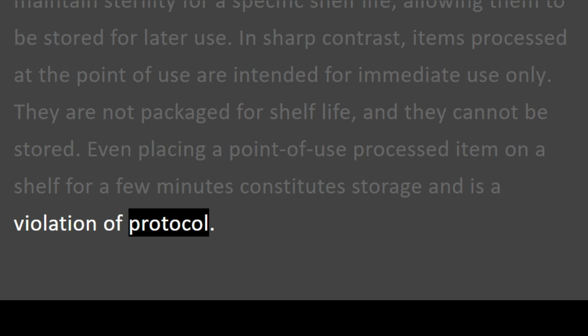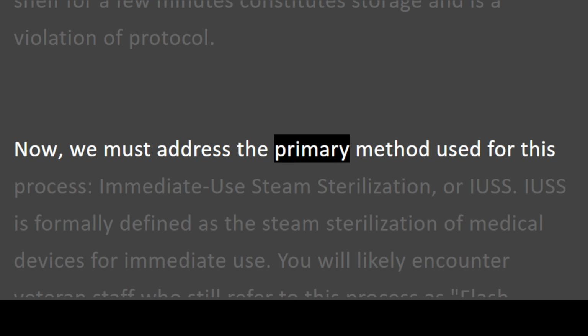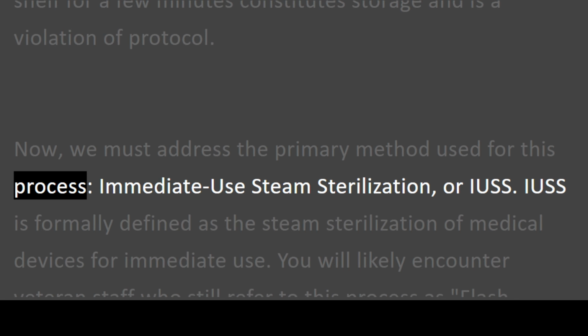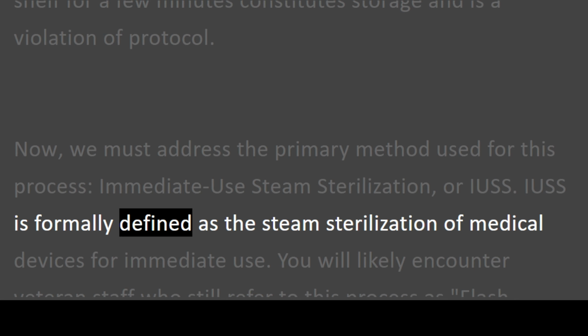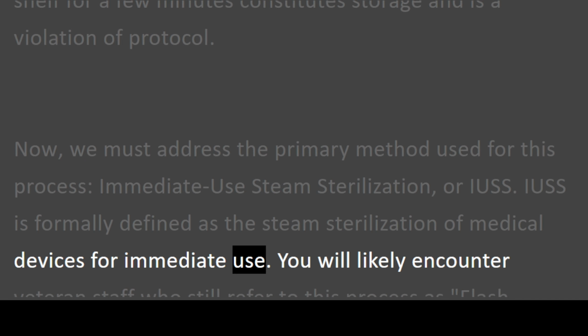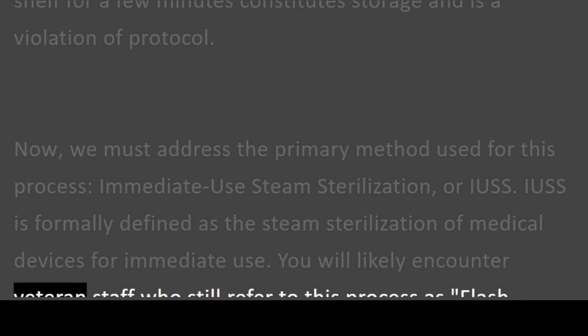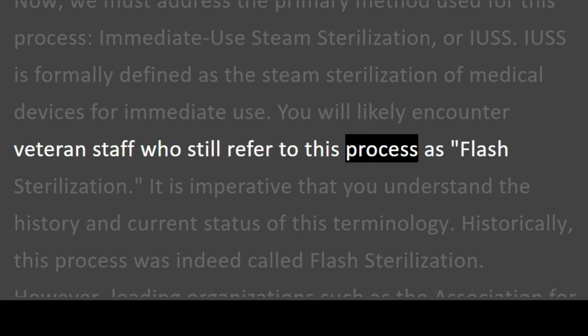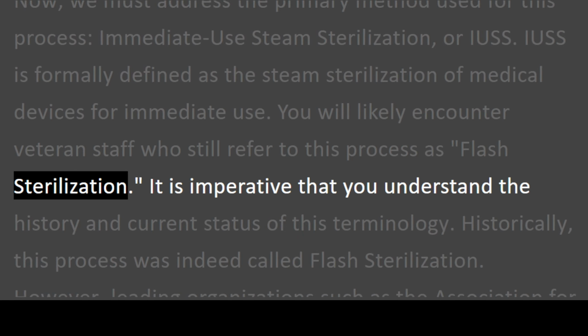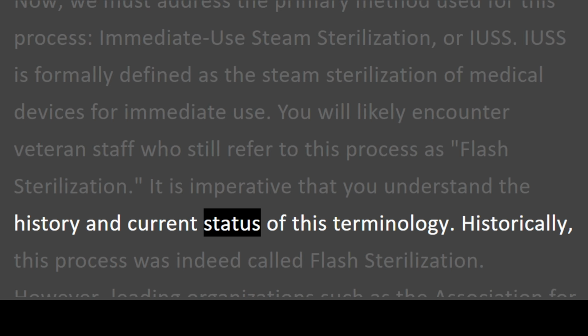Now, we must address the primary method used for this process, immediate use steam sterilization, or IUSS. IUSS is formally defined as the steam sterilization of medical devices for immediate use. You will likely encounter veteran staff who still refer to this process as flash sterilization. It is imperative that you understand the history and current status of this terminology.